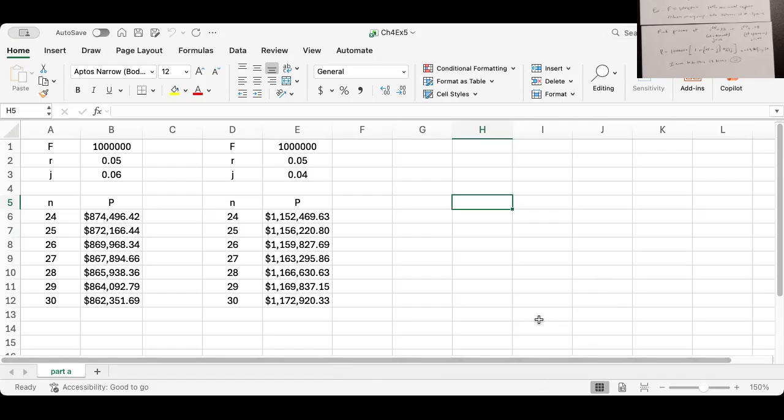Here you go. You can see exactly the formula I did. The face value is up in B1 in that top cell. 1 plus R minus J. And then the AN is here: 1 minus 1 plus J to the negative number of periods, divided by J. That's our ANJ calculation.